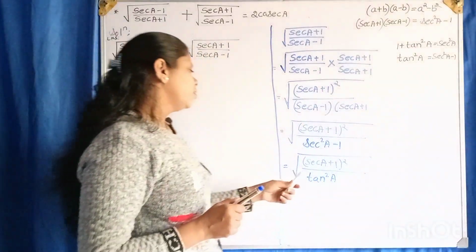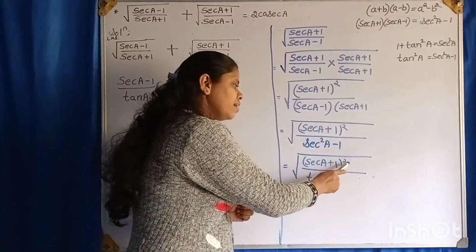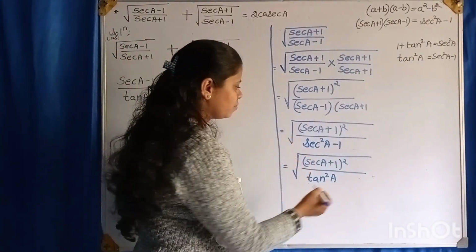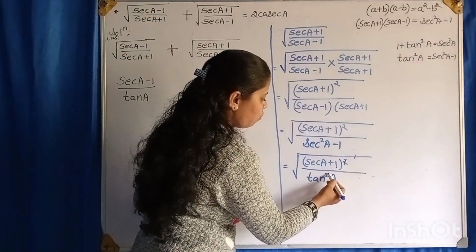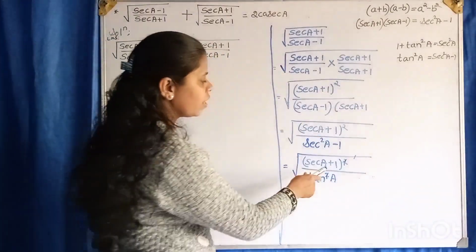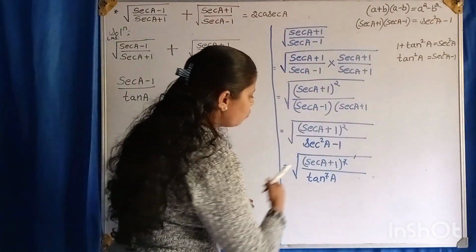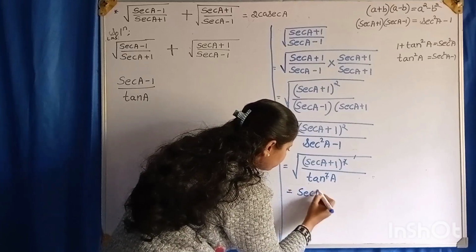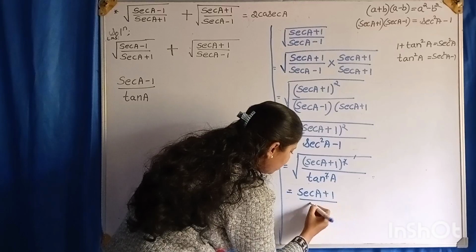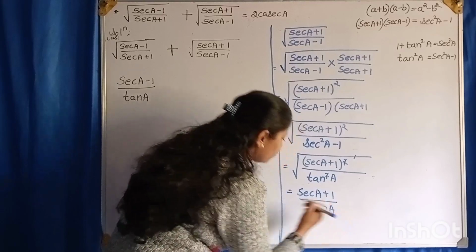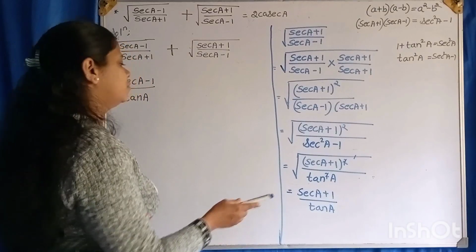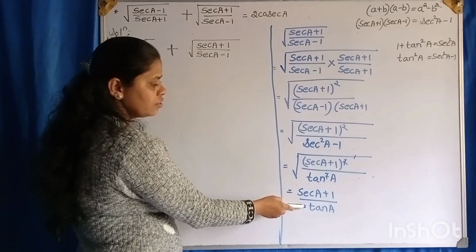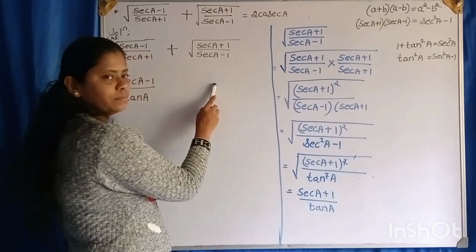Now, look at this one. We have square root and square, isn't it? And I want to cancel this square root. Therefore, I can cancel the square and square root, and it will become secant A plus 1 divided by tan A. Now here, we have simplified this one, so I can write this value here.